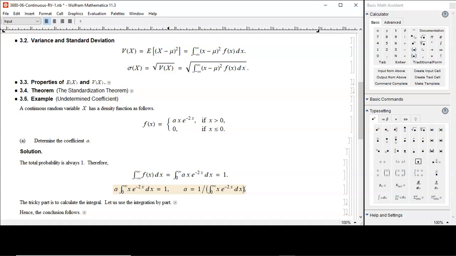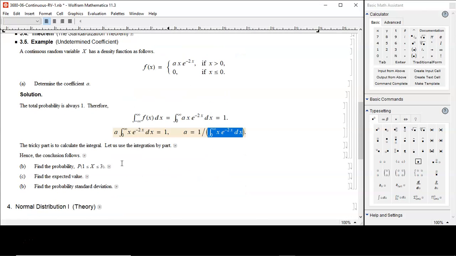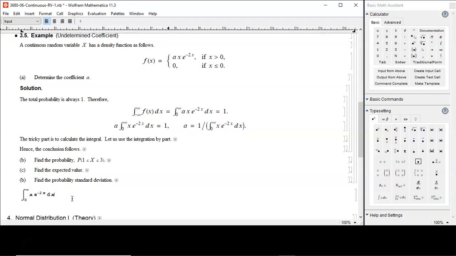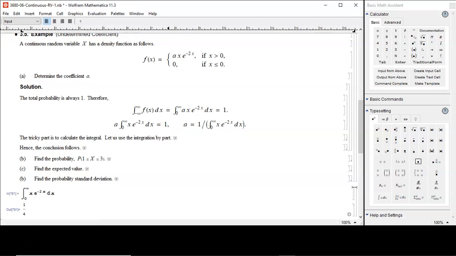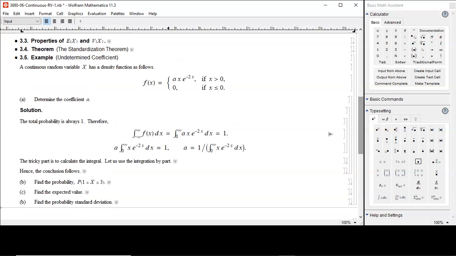Calculating that integral, in this particular case, we need integration by parts, so I'm not going to go too deeply into it. If this had been a simple integral, then my expectation is that you do this integral. But if it is a bit of a complicated integral, then you can use Mathematica or Wolfram Alpha to calculate it. For example, if you just copy and paste this expression here into Mathematica and let it calculate, it'll calculate. That's enough for me. So the integral is 1/4, so a value is 4.